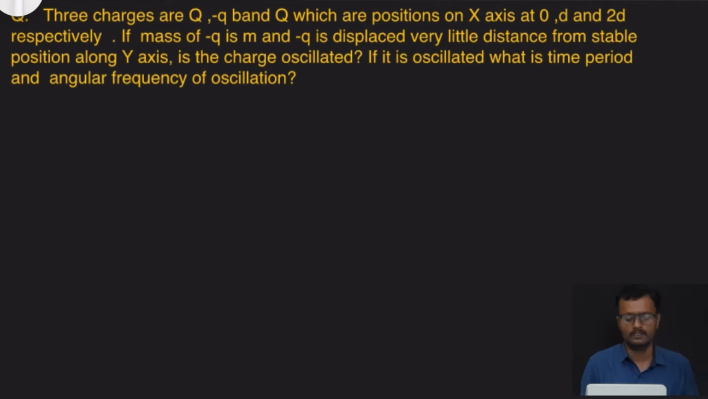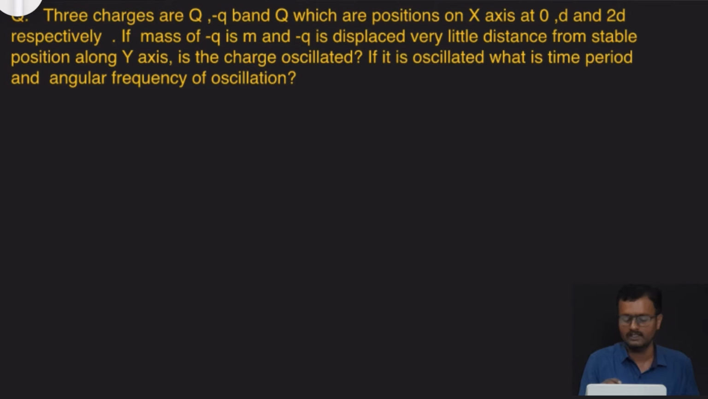Next question. Three charges q, minus q and q are positioned on the x-axis at 0, d and 2d respectively. If the mass of minus q is m and minus q is displaced a very little distance from the stable position along the y-axis, if the charge is oscillated.